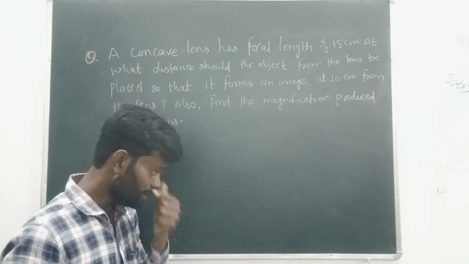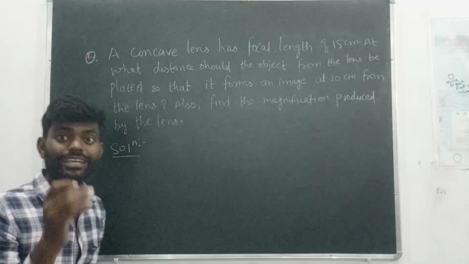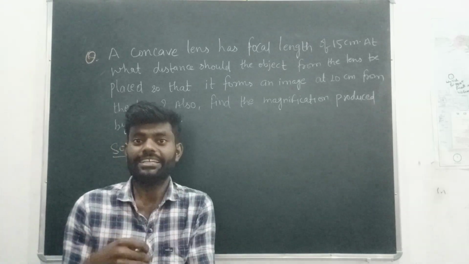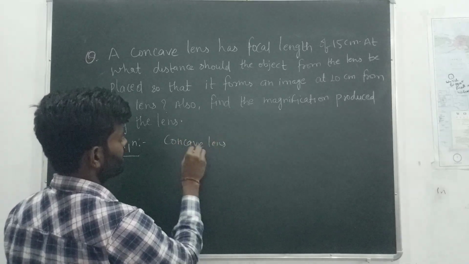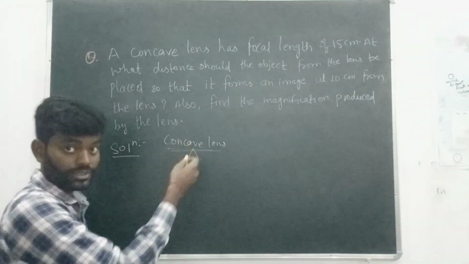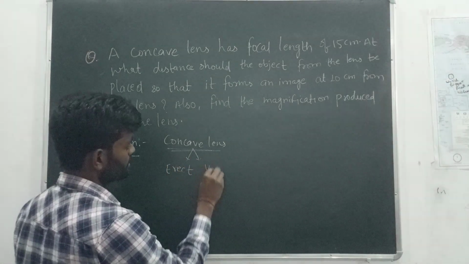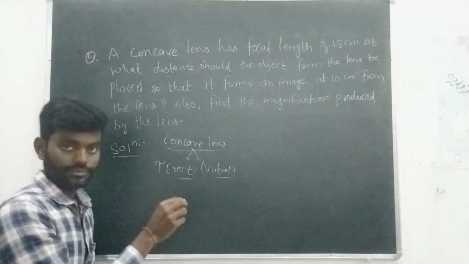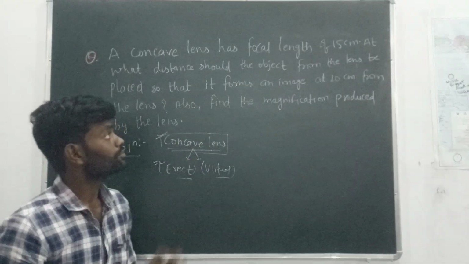Now, as we know, the concave lens always produces virtual and erect images. What are the characteristics of the images of a concave lens? First one is erect, and second one is virtual. So, knowing this information about the concave lens, we now move to the solution of this question.